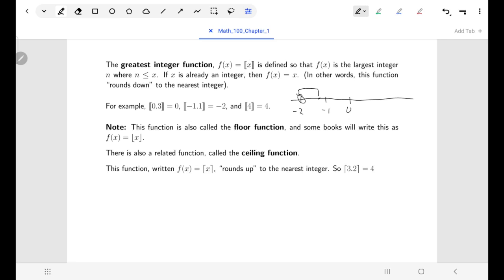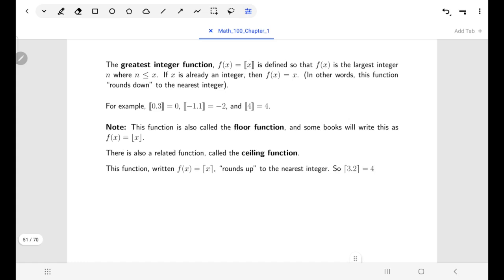That's why the greatest integer function for negative 1.1 rounds down to negative 2, whereas something like 0.3 rounds down to 0. Other books, instead of the greatest integer function, will call it the floor function, and they'll use a slightly different notation. You'll see that sometimes in discrete mathematics or in computer science. You'll also see a related function, the ceiling function, that does the opposite. It rounds things up. So a ceiling of 3.2 would be 4.